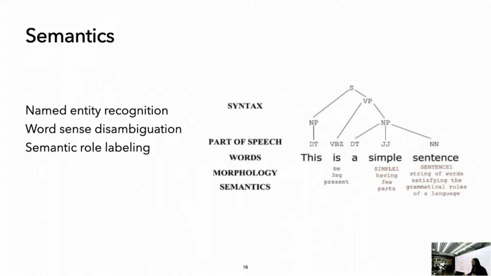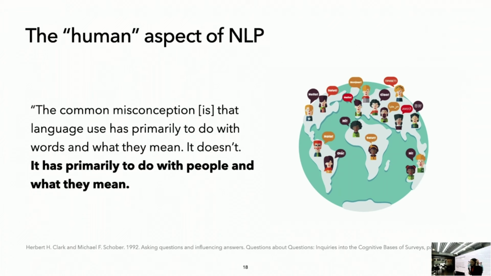So that's about the very traditional linguistic view of natural language processing. Recently, there is also a lot of attention towards the human aspect of NLP. As one of the quotes I put here says, the common misconception is that language use has primarily to do with words and what they mean. It doesn't. It has primarily to do with people and what they mean. So in the end of this talk, I will also mention some of the human-centered natural language processing.